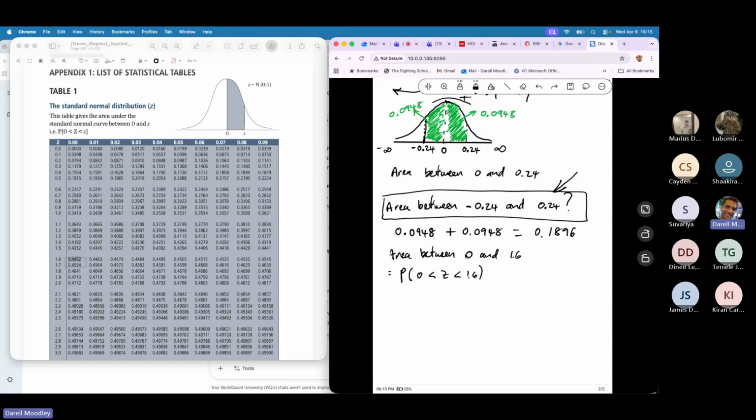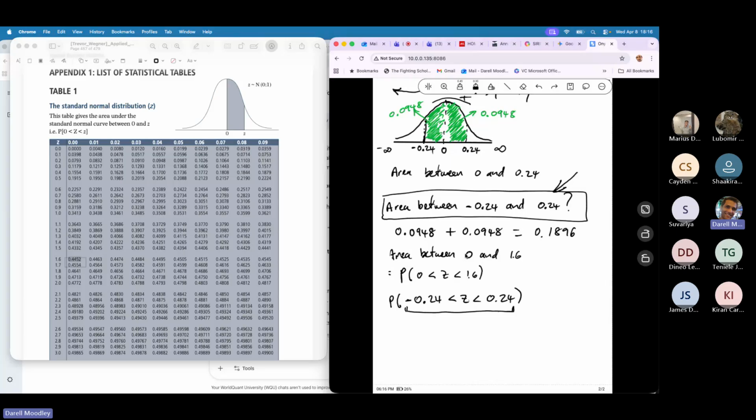The last question I asked you, what you actually worked out is the probability of z being between minus 0.24 and 0.24, that is, minus 0.24 less than z less than 0.24. That's the mathematical notation for being between. So you've answered probabilities just by working out areas. And that's essentially how you find probabilities for the normal distribution.